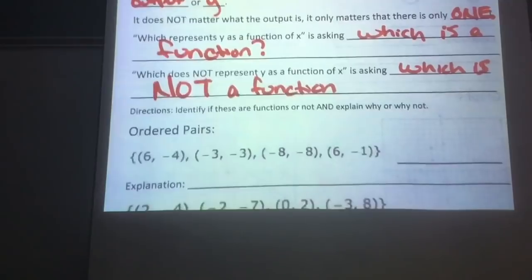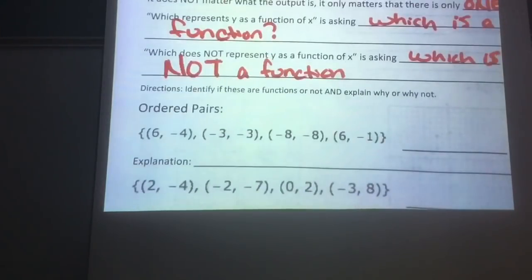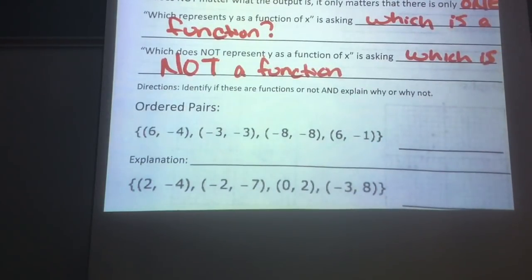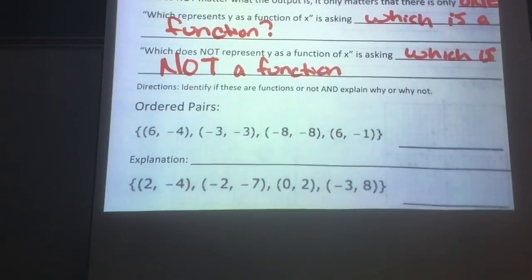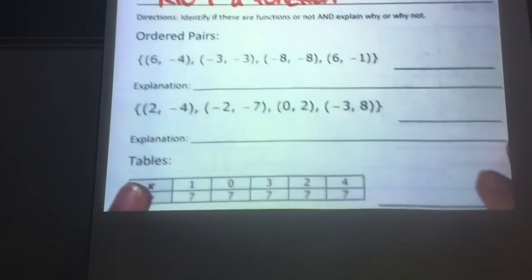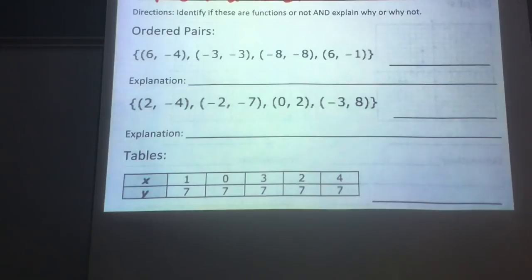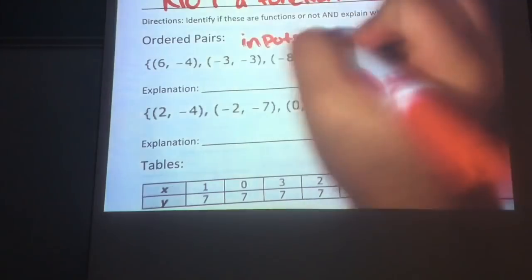Okay, so let's go ahead and look at some specific examples. We're going to identify if these are functions or not and explain why or why not. So let's look at my ordered pairs. Going back to my definitions, I know that I just want to see that every input has one output. So what are my inputs? My inputs are my x's.